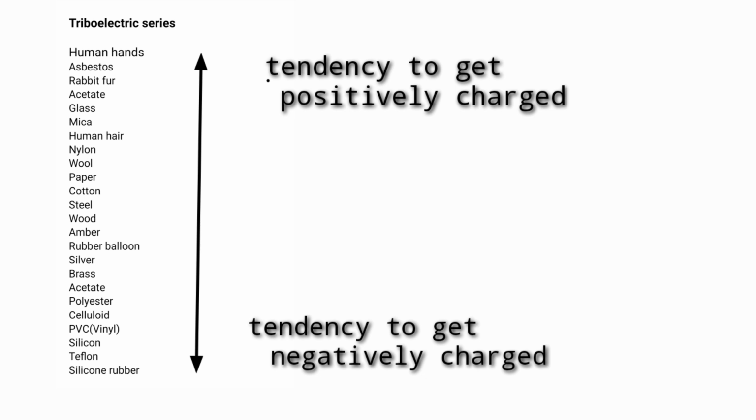Now let's take two objects from the experiment we saw earlier: human hair and plastic comb. We rubbed the plastic comb with human hair. So see the position of human hair and plastic comb. Here you can see that human hair comes first when we compare it with the plastic comb.